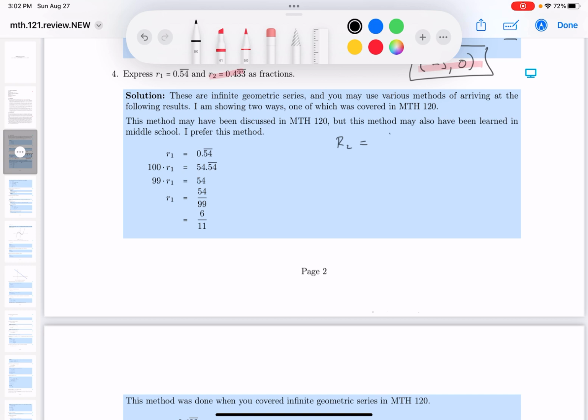And R2 is 0.433 repeated. The first thing I would do is multiply both sides of that equation, or equality, by 10. So it's 10R2 equals 4.33. Then what I would do is I would multiply it by 100. Let me write that down for you.